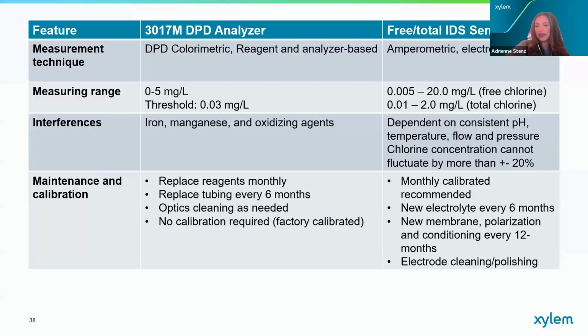In terms of cleaning, the optics or flow cell of the DPD analyzer has to be flushed out as needed with bleach solution. And for amperometric sensors, the electrode has to be cleaned with clean water and polished with a polishing pad as necessary.